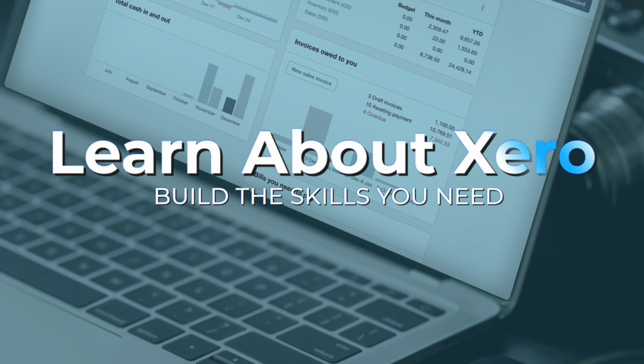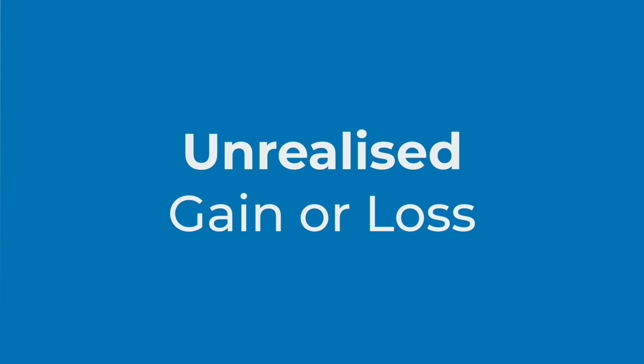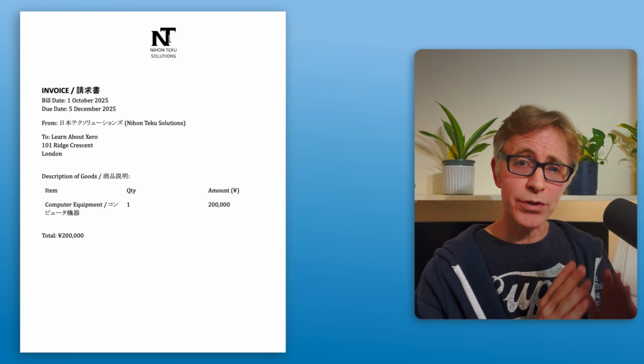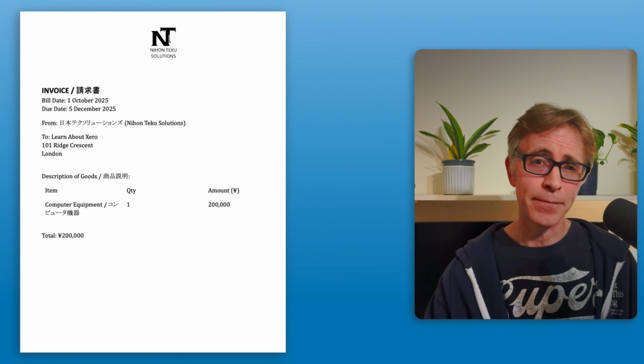In this example, you see how to calculate and record an unrealized gain or loss on a foreign currency transaction. Let's use a similar example to part 1. So here's another bill from Nihon Teku, our Japanese supplier. The bill date was the 1st of October and it's for 200,000 yen.